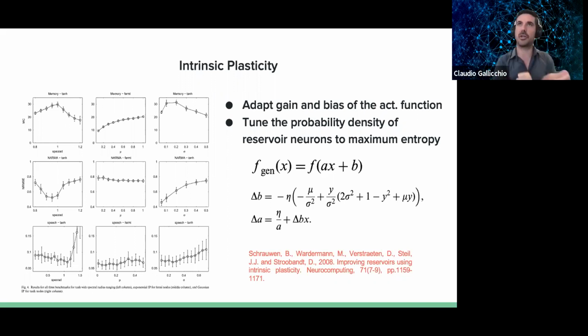But I want to avoid the propagation of the gradient information through the reservoir layer, because I want to make the learning simple. Intrinsic plasticity goes exactly in this direction: a local unsupervised learning algorithm. The aim in this case is to adapt the gain and bias of the activation function, because this is intrinsic plasticity, not synaptic plasticity. In practice, we tune these two numbers for every neuron, A and B, which are two parameters of the activation function. The point is that we want to tune the probability density of the reservoir neurons to a maximum entropy distribution. So in practice, we try to minimize the KL divergence between the actual distribution and the Gaussian distribution. You end up with a couple of learning rules that are very simple and that can be implemented even on device.